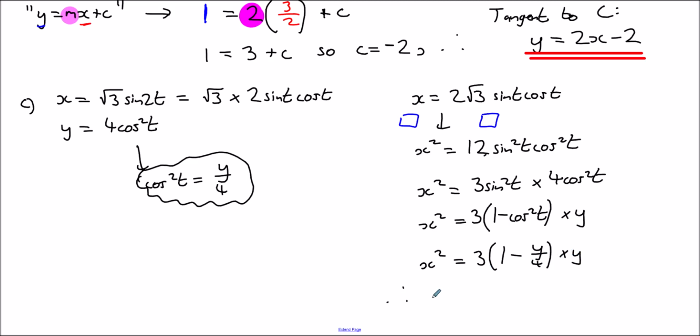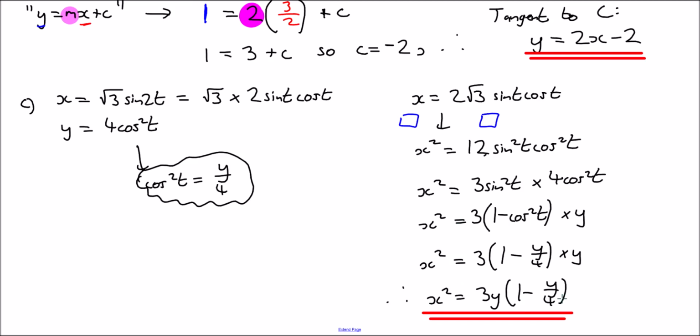So an equation could be x squared equals 3y, brackets, 1 minus y over 4. That's just one form the equation could be written in. There are multiple, but your answer needs to be in the same format as what I've got here. So that's an exam style question done.